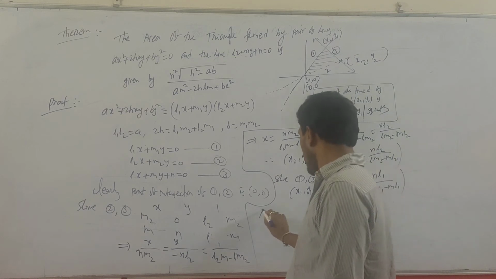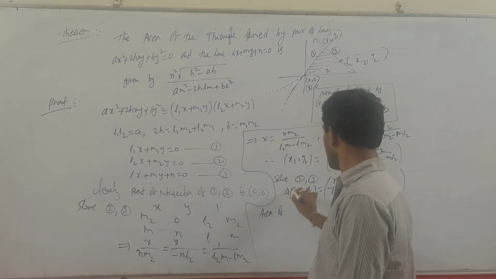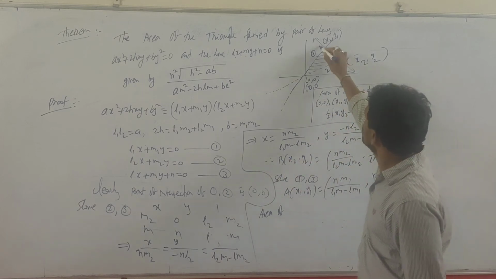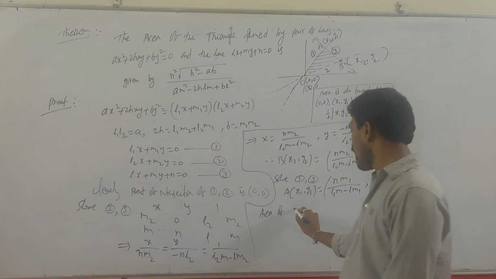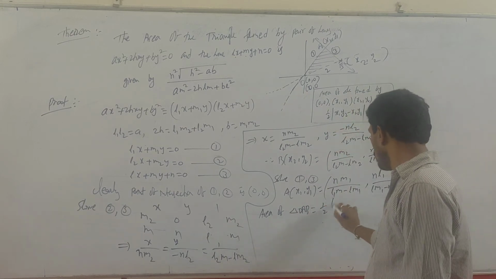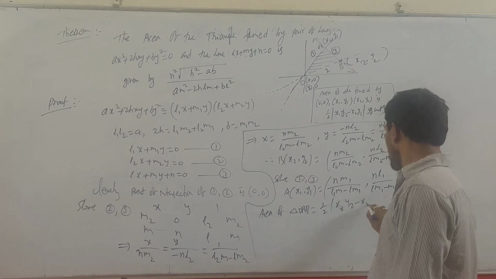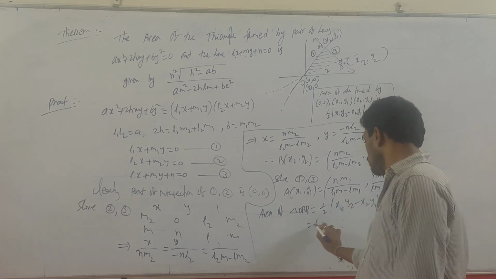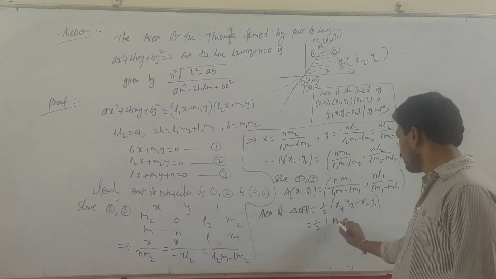Therefore, the area of the triangle: take some A, this is B. So this is A, this is B, this is O. Area of triangle OAB is equal to half into modulus of x1 y2 minus x2 y1. This is equal to half into. Here x1 means what here?